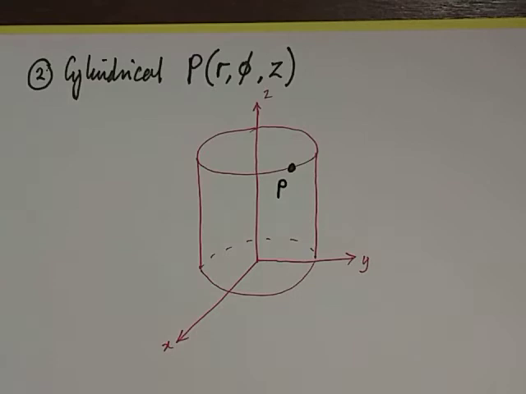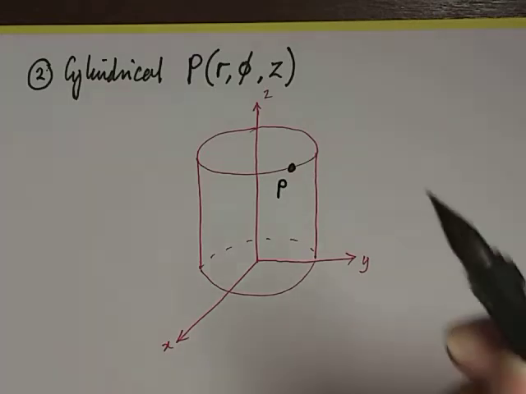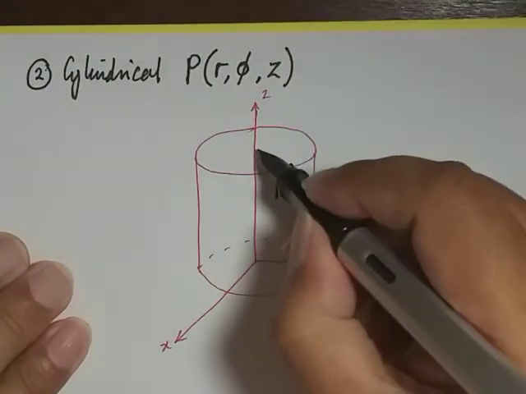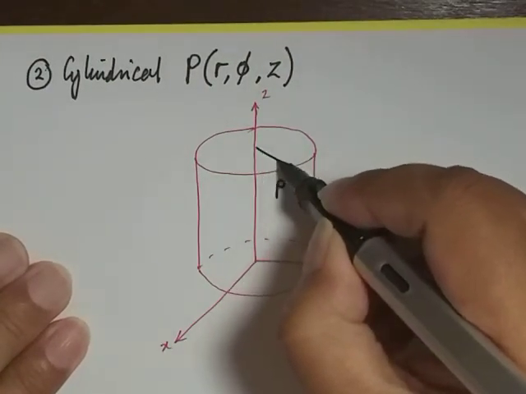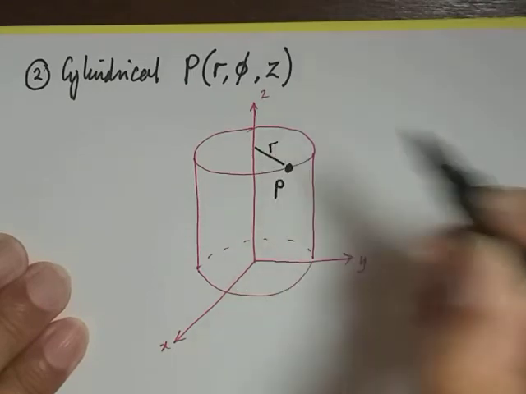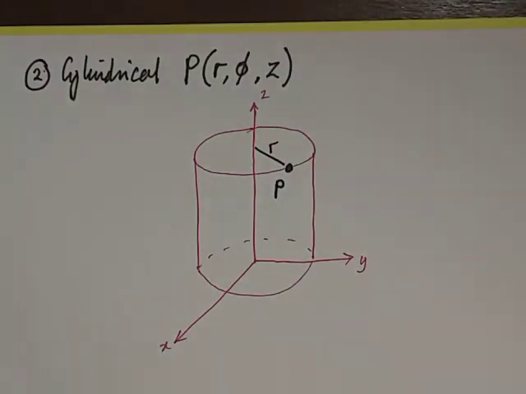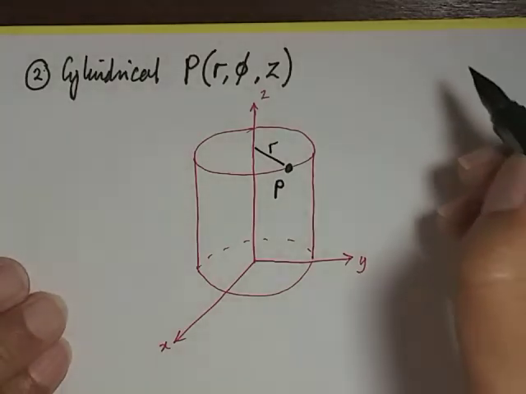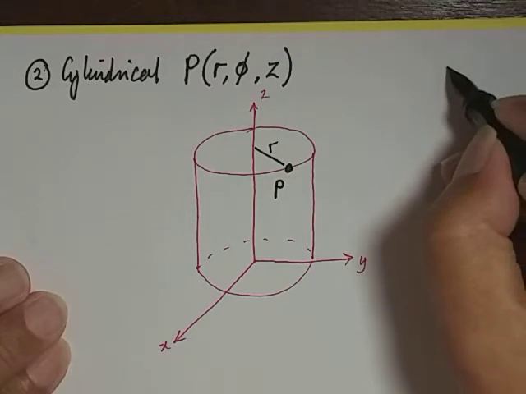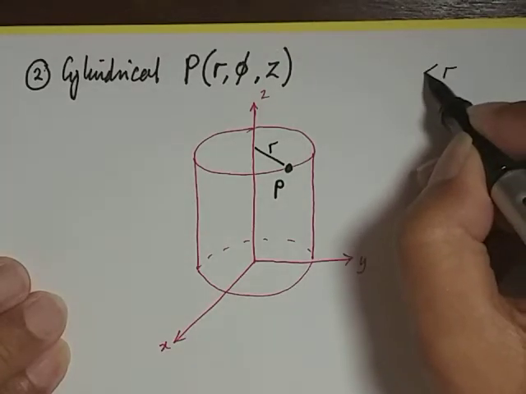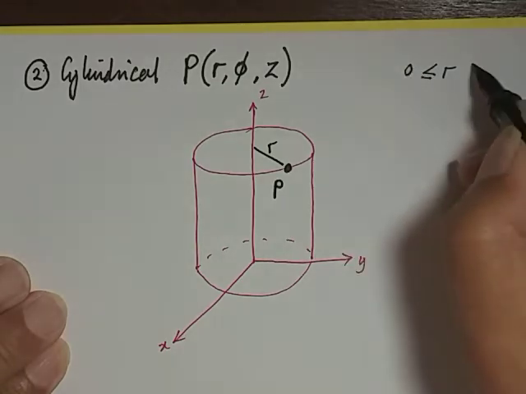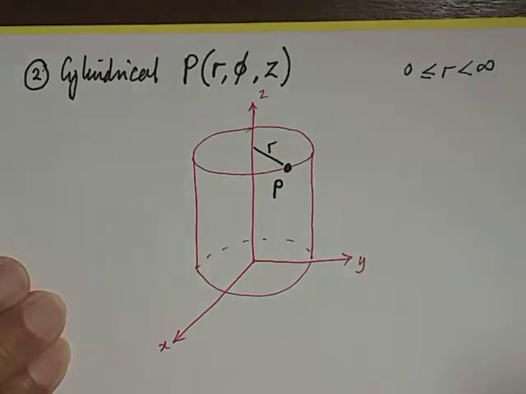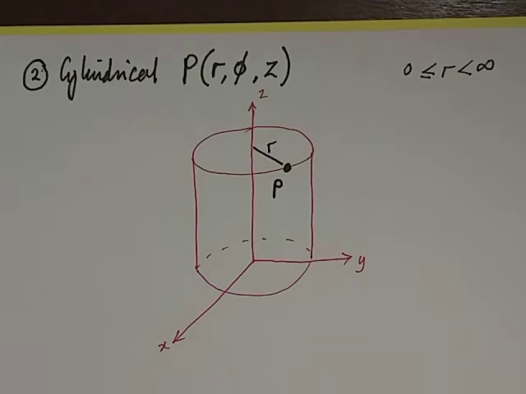So let's define what r should be now. r should be the radius of point P, meaning the radius of point P from the z-axis. So this is our r. Okay? That's what we define by r. And from simple mathematics, r should have a limit. r should range from 0 up to infinity, meaning that r cannot have a negative value. That should be the range of r.